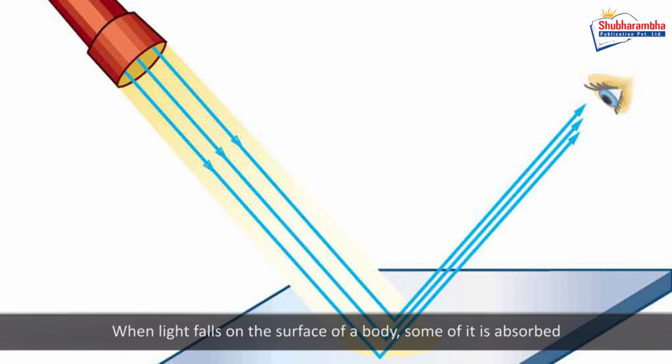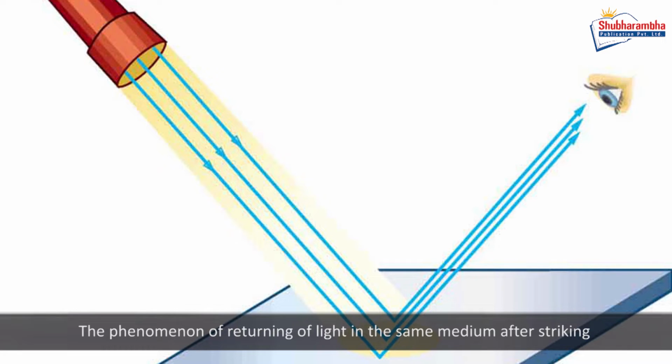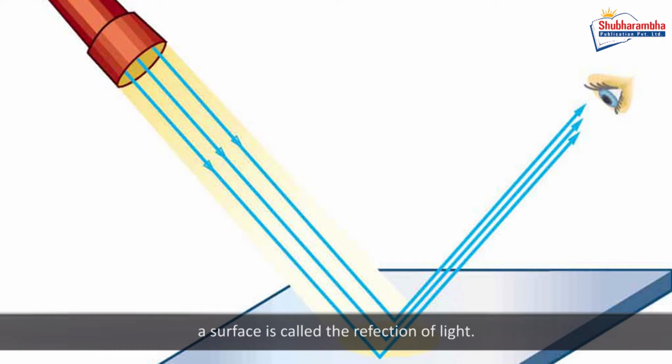Reflection of light. When light falls on the surface of a body, some of it is absorbed, some of it may be transmitted, and most of it is reflected. The phenomenon of returning of light in the same medium after striking a surface is called the reflection of light. The polished smooth surface is a good reflector of light.